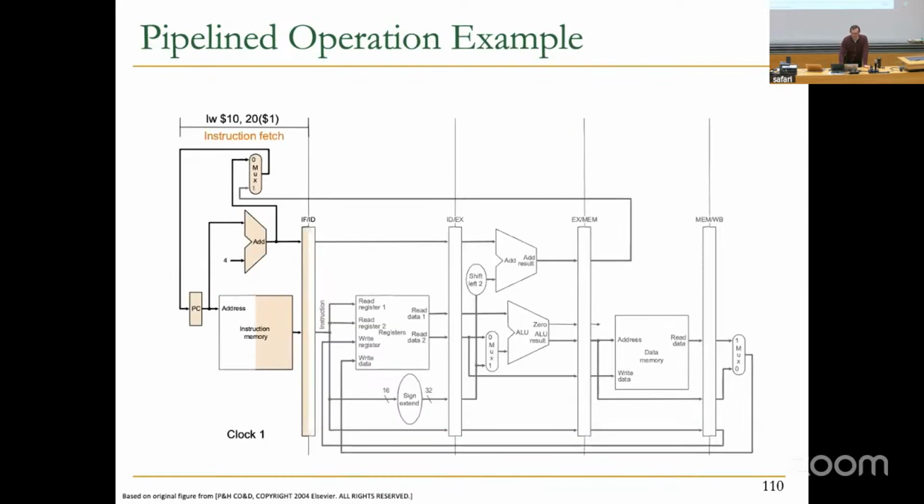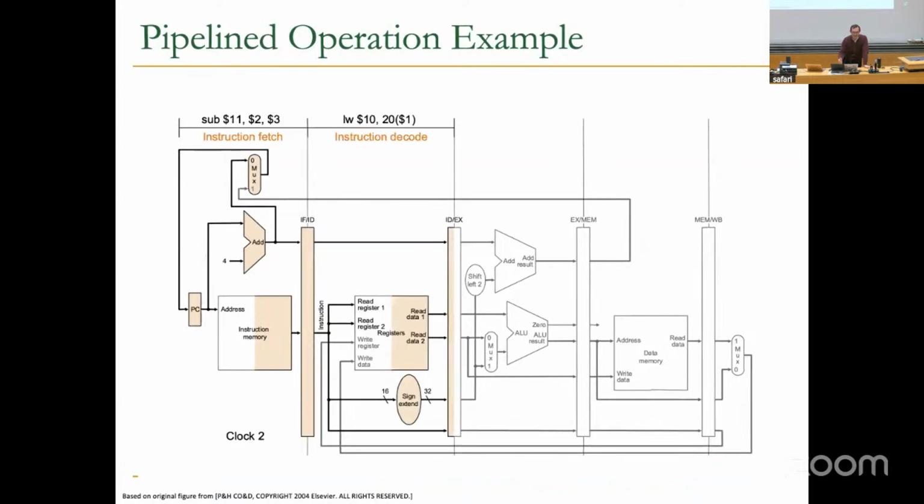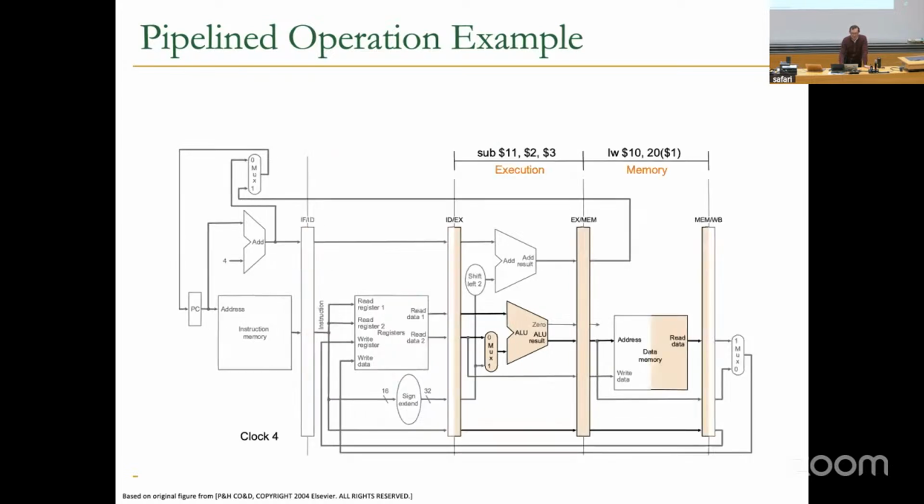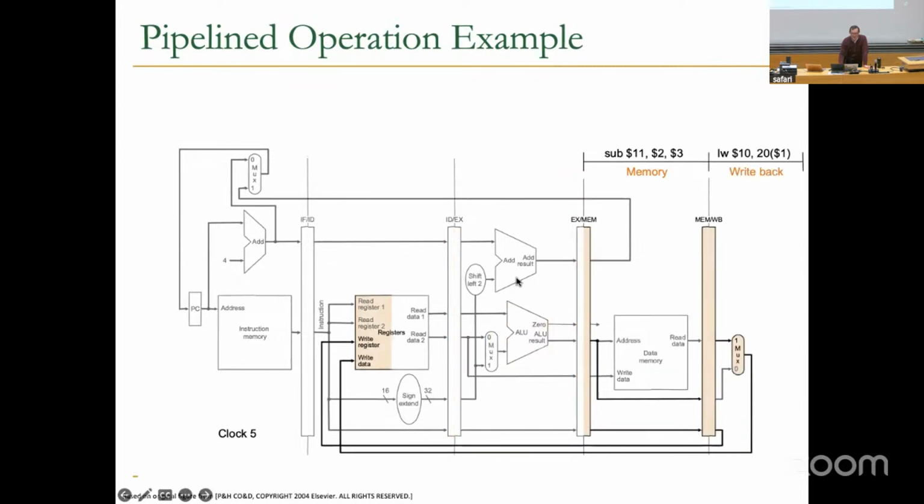Right? Okay, so this is a pipeline operation example. You fetch the load and then you fetch the subtract, for example, and then they flow through the pipeline kind of like this. I'm showing you two instructions, right? Now it's nice. While load is doing memory access, subtract is doing execution. While load is writing back data to the register, subtract is going through the memory stage doing nothing, because subtract doesn't access memory in the memory stage.